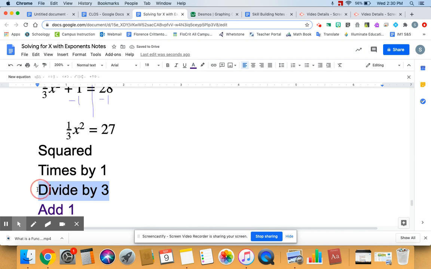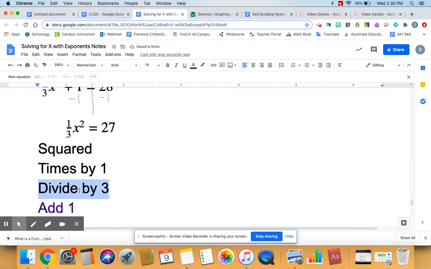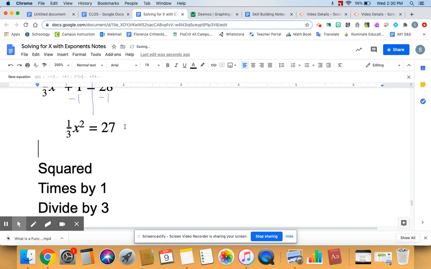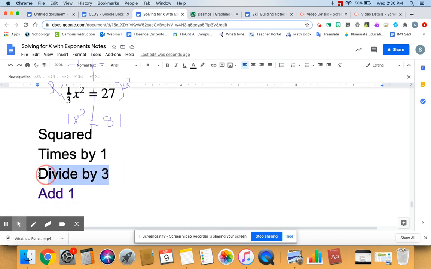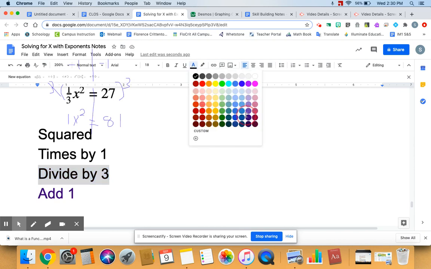All right. Next, weakest thing was dividing by 3. So to undo dividing by 3, I should do what? The inverse of division is multiplication. So I'm going to multiply both sides by 3. So then the 3's cancel, and I'm left with 1 x squared equaling 27 times 3 is 81. And so now I took care of the whole divide by 3 part.